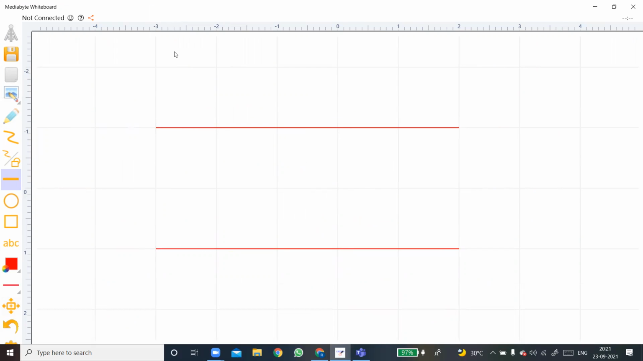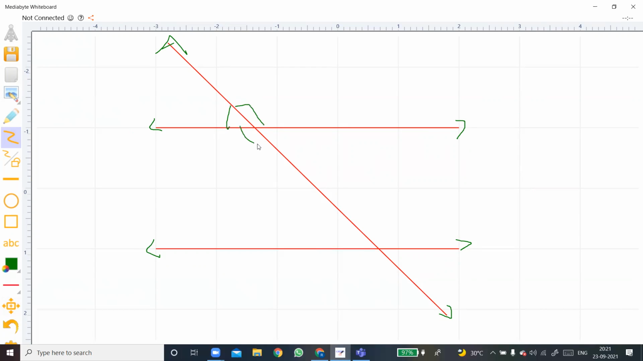So yeah, we have a transversal. Here we have our transversal, drawing our arrows. And now what we're going to do is we have all our respective angles. We name them as 1, 2, 3, 4, 5, 6, 7, and 8. Right? So now we'll mention all the linear pair angles.